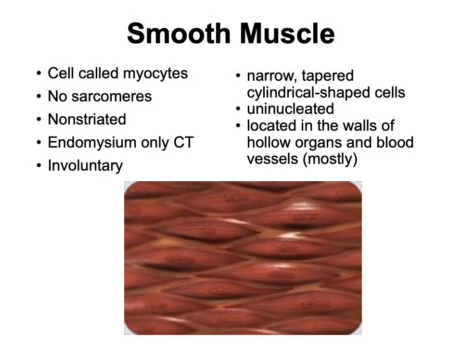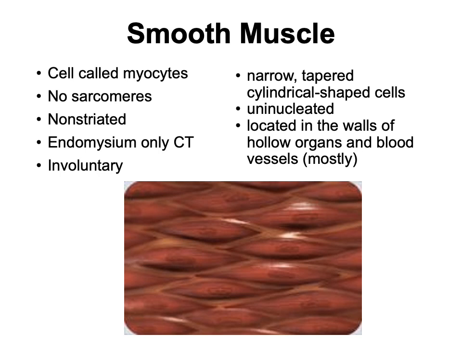This PowerPoint will cover the microscopic anatomy and physiology of smooth muscle and cardiac muscle. Smooth muscle cells are called myocytes. They do not have any sarcomeres. They're not striated because their myofilaments do not align linearly. They have only one connective tissue surrounding them, that's endomysium.